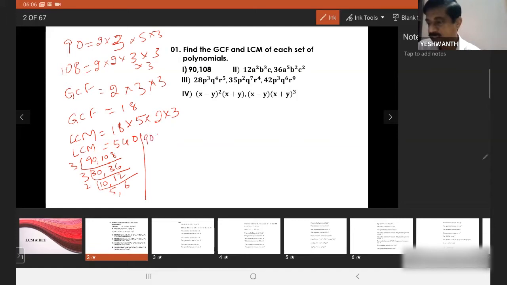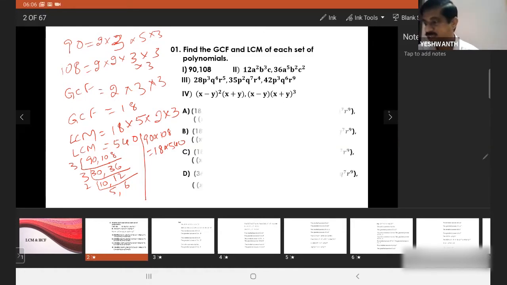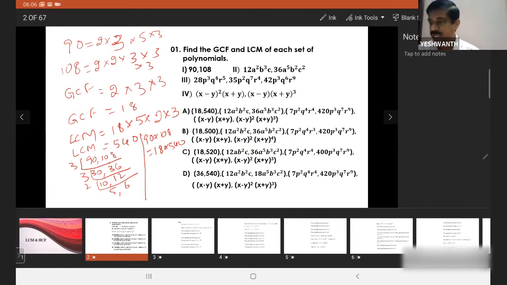The product of the numbers is equal to the product of LCM and GCF. So 18 into 540. This product will always be equal to this product. So these are the things that you need to use. Similarly, we should find out for other numbers. So look at this, 18, 540. For these things we should check. If you have noted this, then we'll go for the next one. So please note it. Then we'll check the second option.